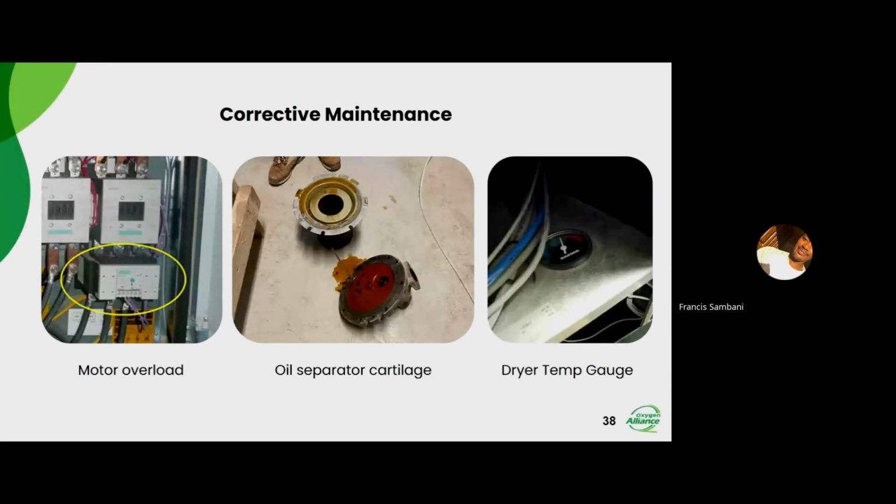And then you have that picture on the right showing the dryer temperature gauge. If you can see clearly, you have blue and green. Green is the optimum range, and then you have red. You don't want to have it in red.